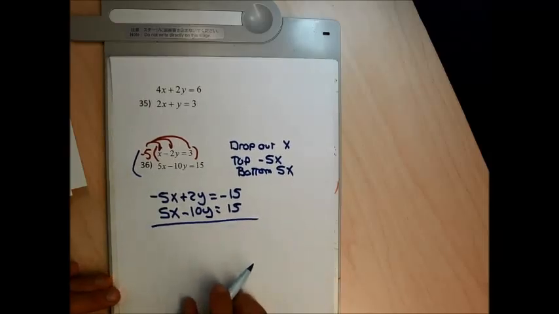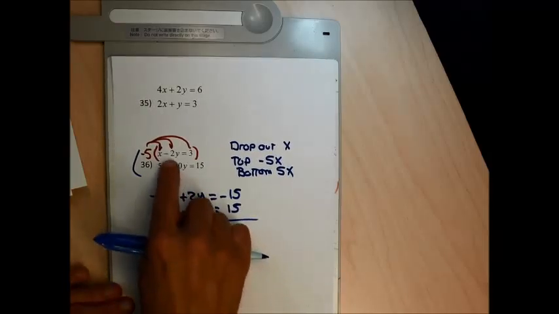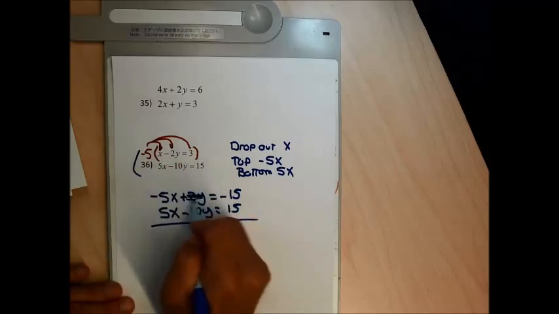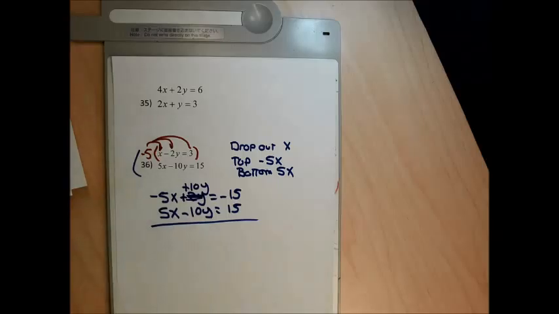Oh, wow. Really? Oh, I messed up here. I have negative 5 times minus 2y. This should be plus 10y. I probably said plus 10y, but just didn't write it. Obviously, I'm tired. It's the end of a long day.